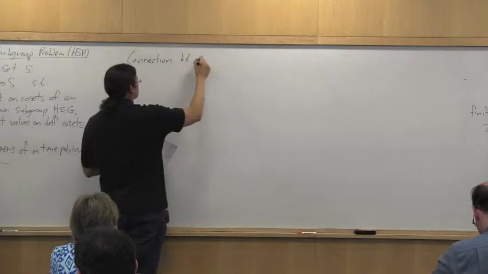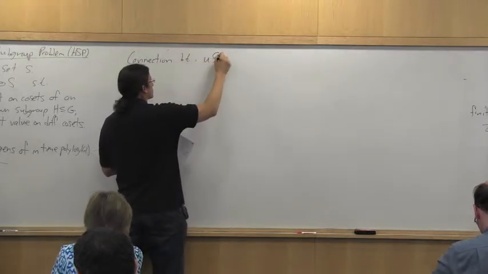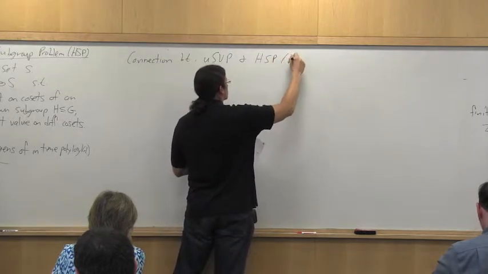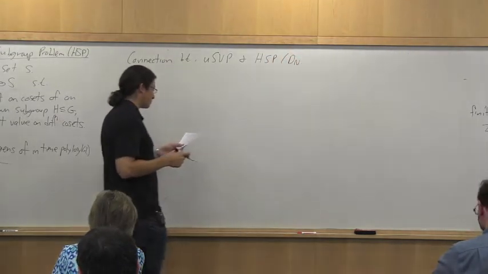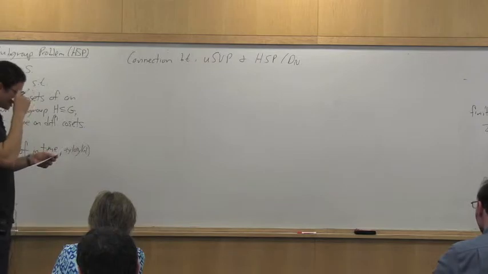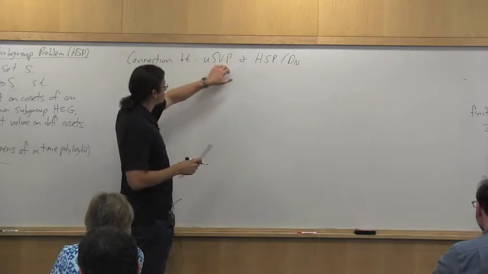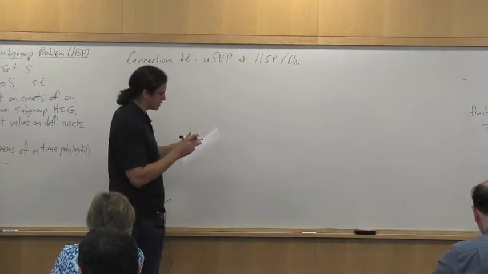So the connection between the unique shortest vector and the hidden subgroup problem over the dihedral group. Okay. So first I'll tell you how you get to the dihedral group from here to here. Well, that's the main thing I have to tell you.